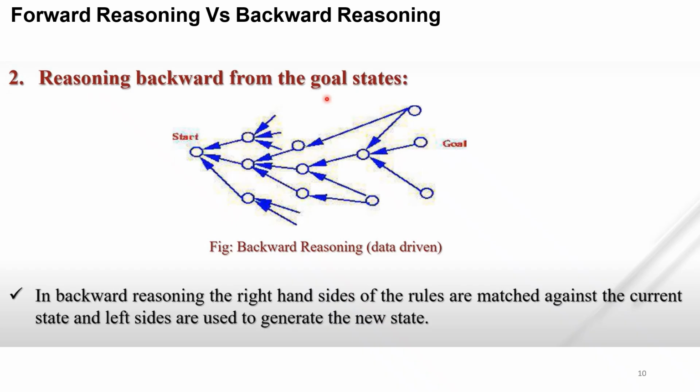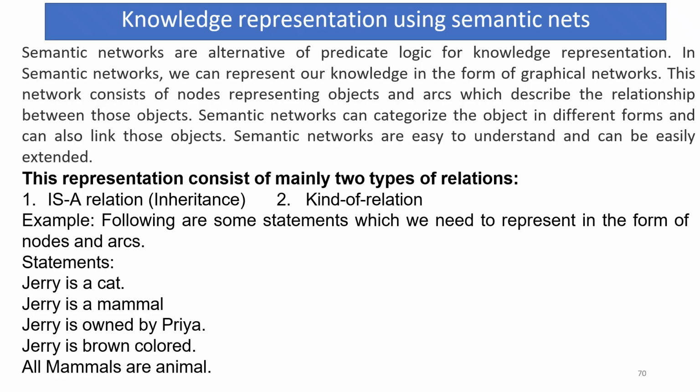Advantages of backward chaining: it is more efficient for a specific goal and avoids unnecessary rule checking. Disadvantages: it is not suitable when many goals exist, and it requires a clearly defined goal. So this is about forward reasoning and backward reasoning, which can be represented as forward chaining and backward chaining. Next will be knowledge representation using a semantic net.